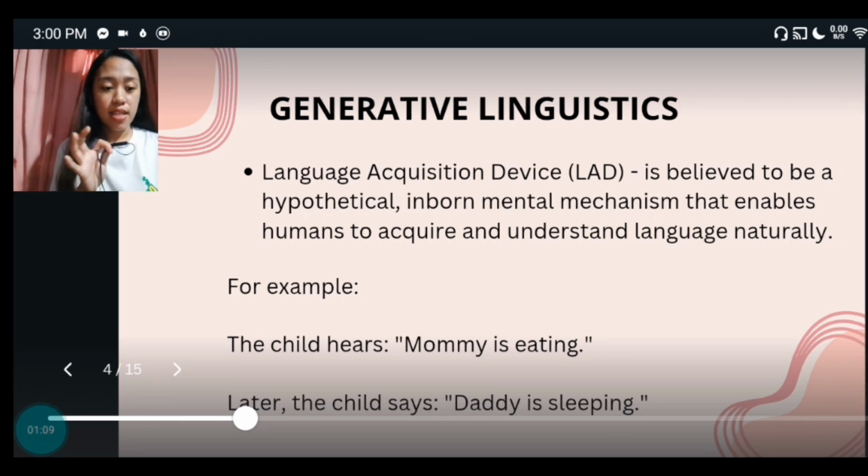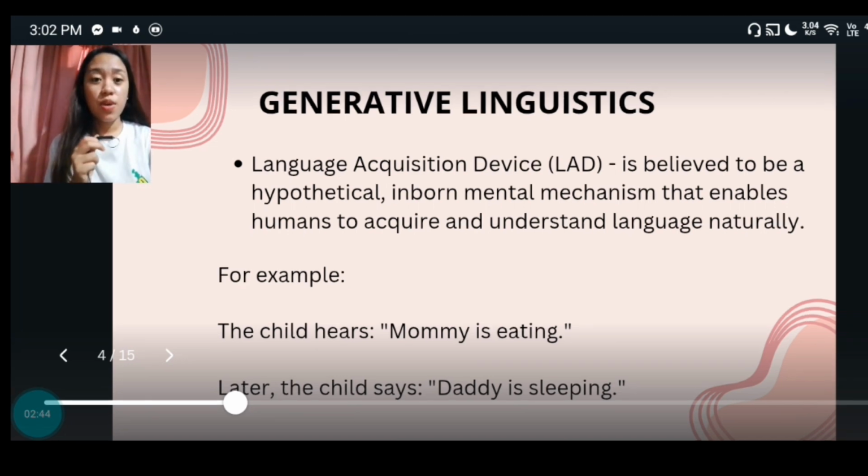This shows the LAD at work. The child's brain automatically recognizes the patterns and applies them to new situations without needing formal instruction, right? So the language acquisition device helps the child figure out how the language works because of their innate understanding of grammar structures.